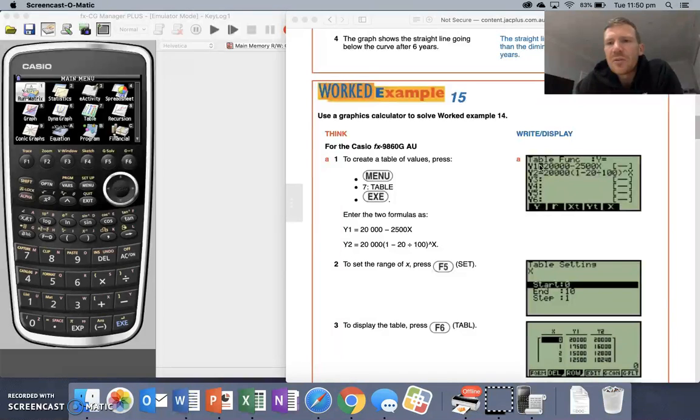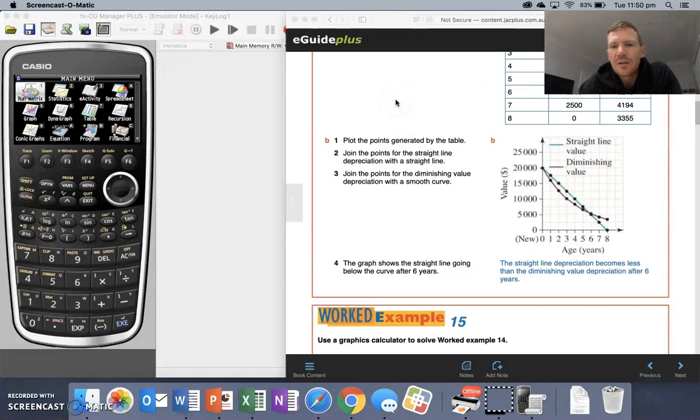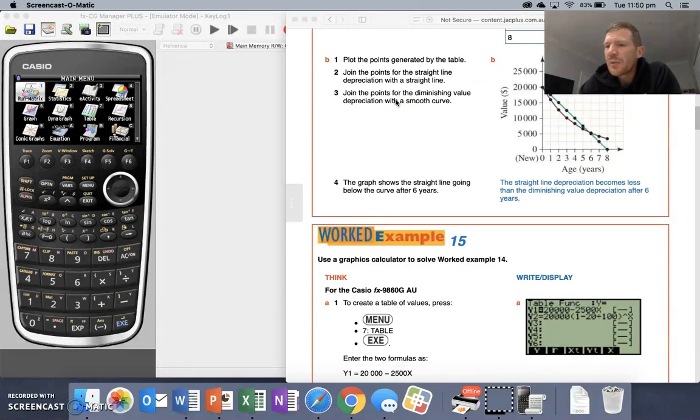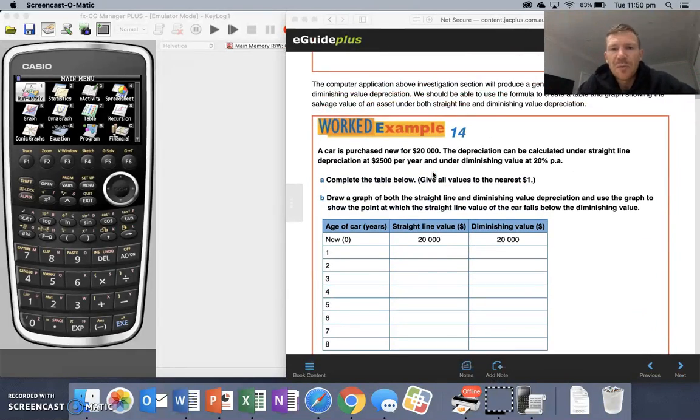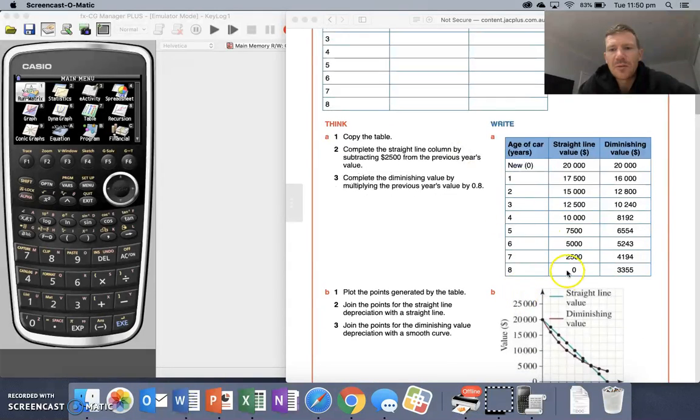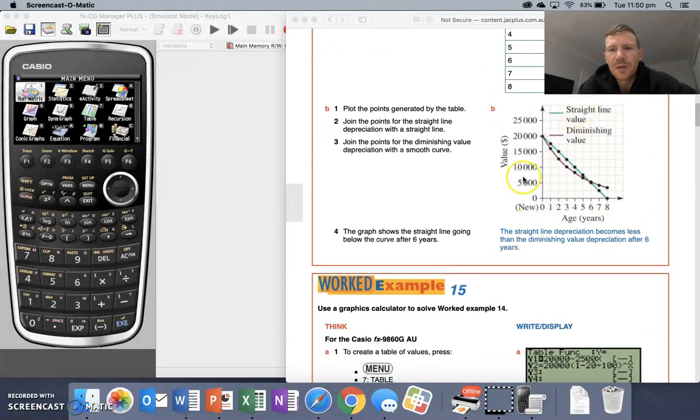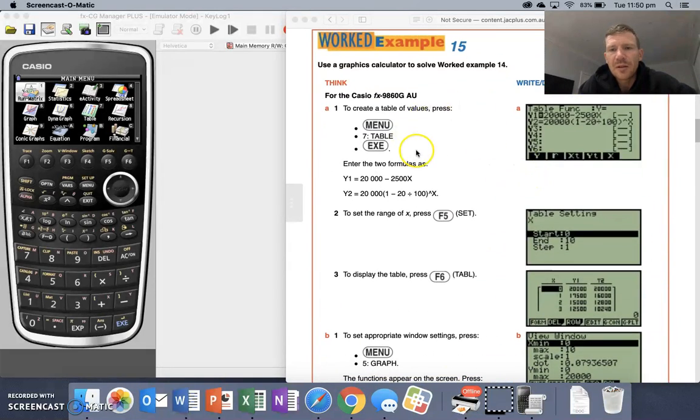This little video is just how to use the graphics calculator to work out when you're trying to use both methods of depreciation and find out when they both end up at the same value. The example I'm using is worked example 15, from page 80 of the textbook. It's based on worked example 14. You can do this one all manually, which I won't go through, but using the calculator makes it a bit easier if you know what you're doing.